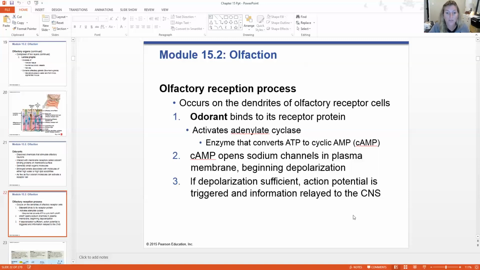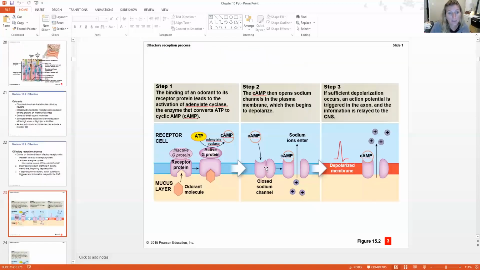If the depolarization reaches sufficient threshold, the action potential is triggered, and that information goes on up to the central nervous system. Here you see the binding. Our ATP is then converted into cAMP once that odorant molecule binds. cAMP is then going to cause our sodium channel to open and ions to enter. Our membrane can now be depolarized.